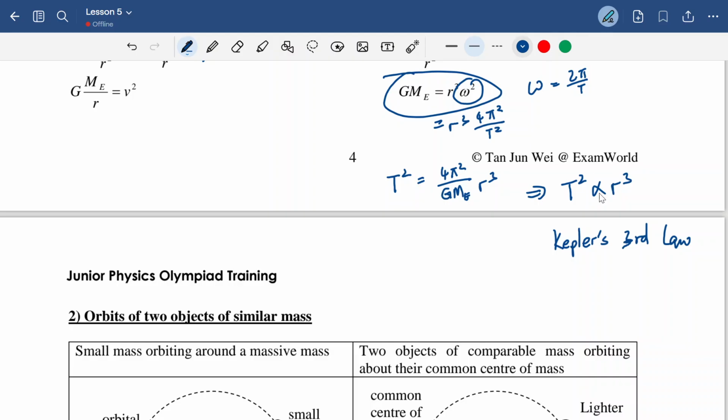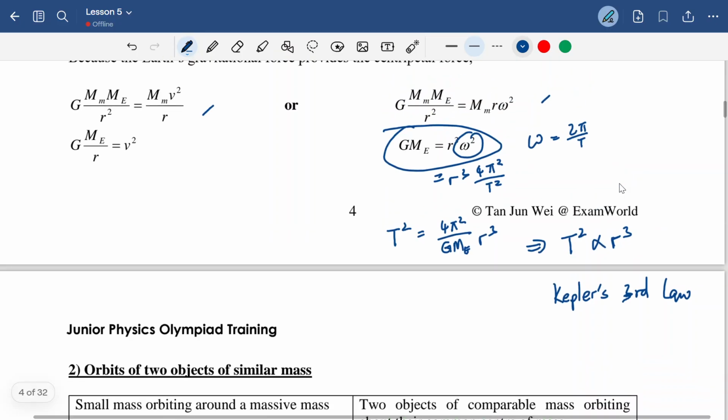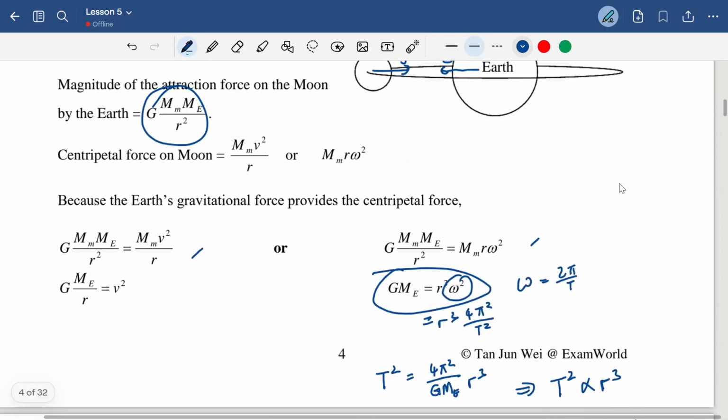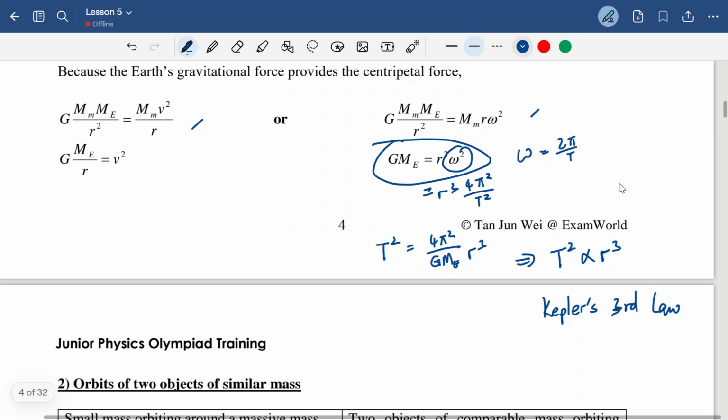Yeah, so this is for circular orbits. It also tells you that the further the distance from the sun, the longer the period. So Mercury will have a shorter period, and Mars will have a longer period. The year is longer, maybe like 365 days, for example. So up to here, not that hard.